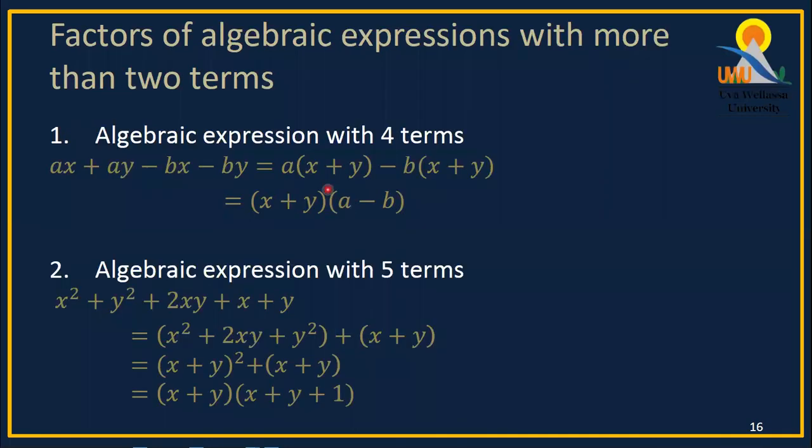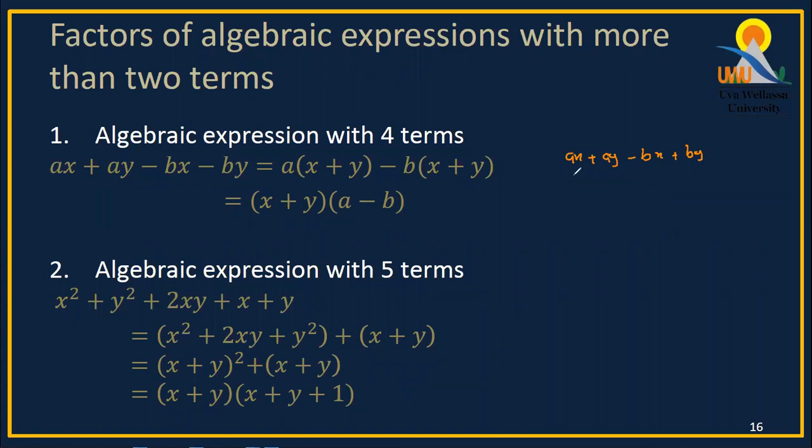Okay, now we will extend this to how to identify the algebraic factors for a given algebraic expression with more than two terms. So far we have discussed three terms also. Therefore, we will discuss this for four terms using this example. Here we have the example ax plus ay minus bx plus by.